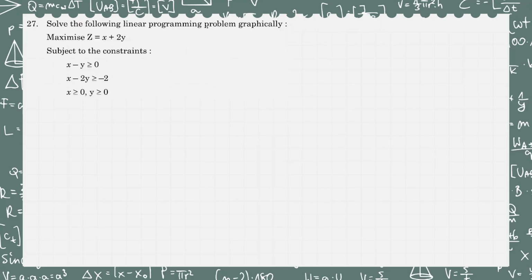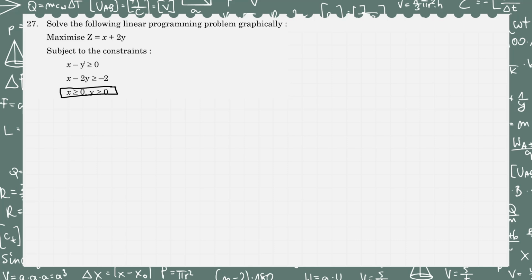Solve the following linear programming problem graphically. Maximize z equal to x plus 2y subject to the constraints x minus y greater than or equal to 0, x minus 2y greater than or equal to minus 2, x greater than or equal to 0, y greater than or equal to 0. So these two are the positivity constraints.